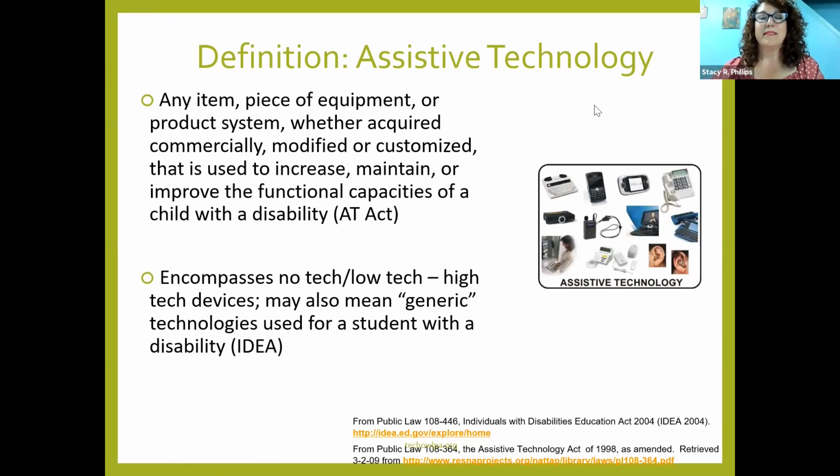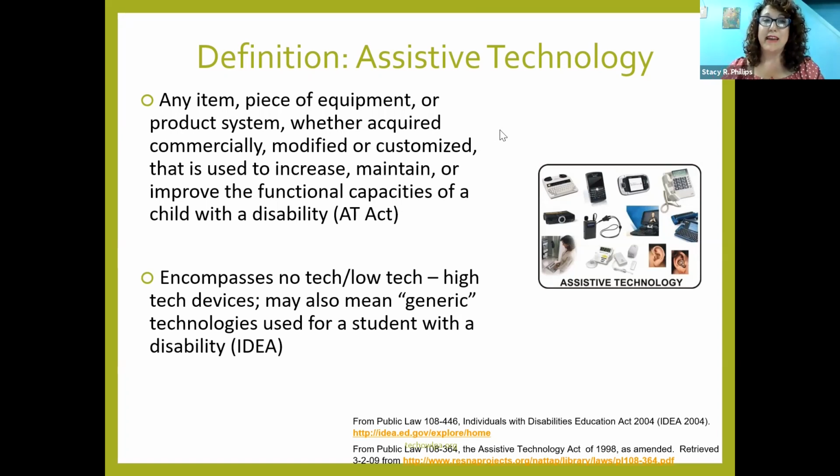So, before we talk about assistive technology, I want to define assistive technology. Any item, piece of equipment, or product system, whether acquired commercially, modified, or customized, that is used to increase, maintain, or improve the functional capacities of a child with a disability. That is the definition by the Assistive Technology Act, the AT Act.